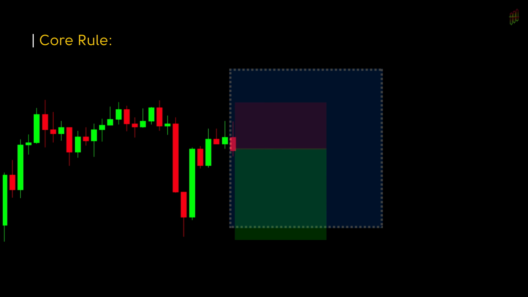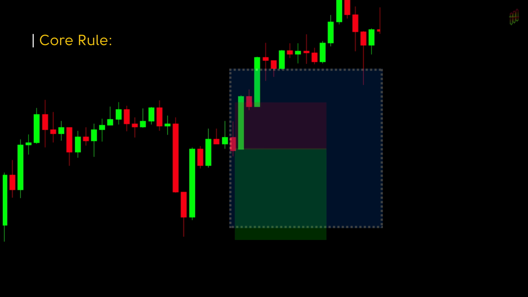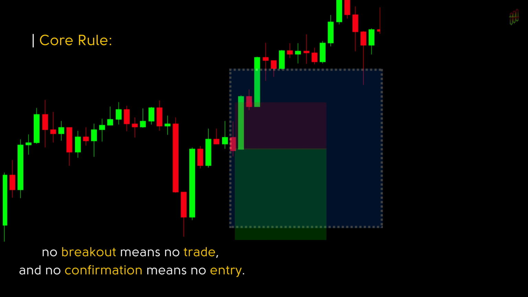The core rule of this strategy is absolute and non-negotiable. You do not trade inside the first 15-minute range. That range exists to trap impatient traders, not to reward them. Your job is not to predict what price might do, but to react only when price proves intent. You wait for a clean break above or below the range, because no breakout means no trade, and no confirmation means no entry. This single rule forces discipline, removes emotional decision-making, and instantly eliminates overtrading.